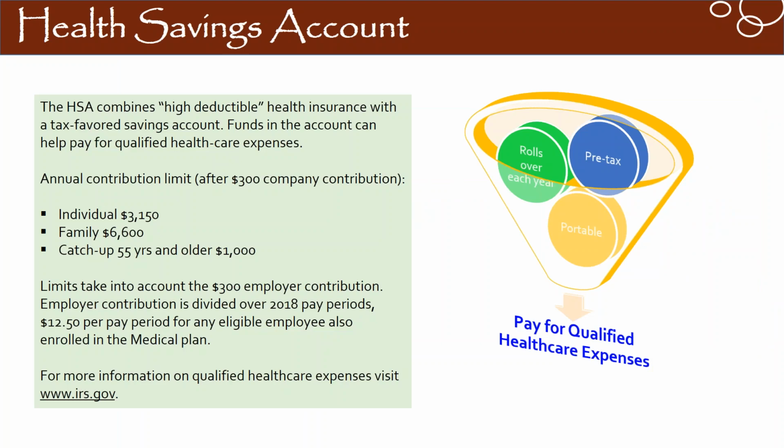All right, HSA, health savings account. There was an increase for individual, family. If you're age 55 or older, you're able to do the catch-up of $1,000. And that does take into account our $300 company contribution. We give to you $12.50 every pay period toward your HSA account. That's obviously only if you have an HSA account. There are some people, either for religious reasons or personal reasons, who say, I don't want the HSA account. Obviously, then they don't get the $12.50.